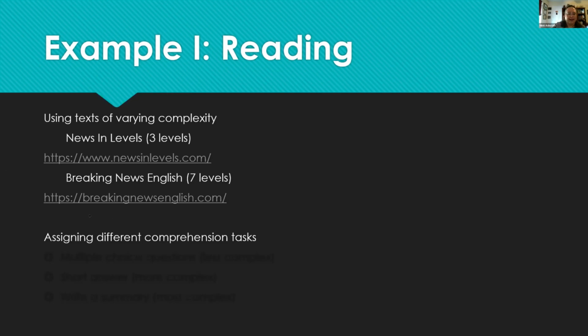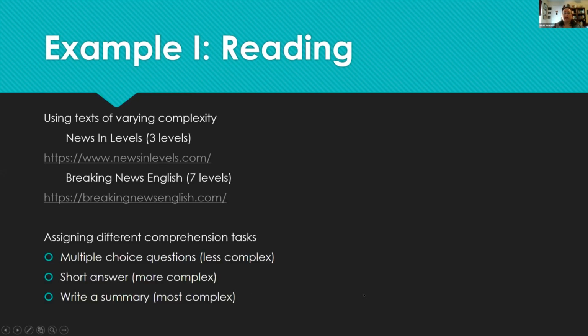Yes, okay. So imagine that you've selected the text for learners. They might be reading the same text, but you might differentiate what they do with the text, again, that process. Some ways to do that are giving multiple choice questions, which are less complex. With a multiple choice question, the student already has some answers to choose from.